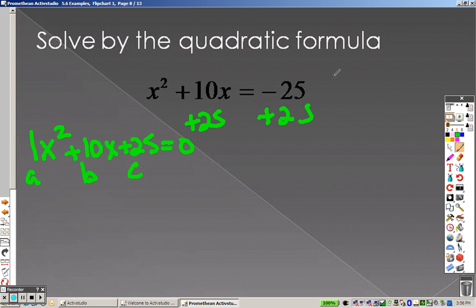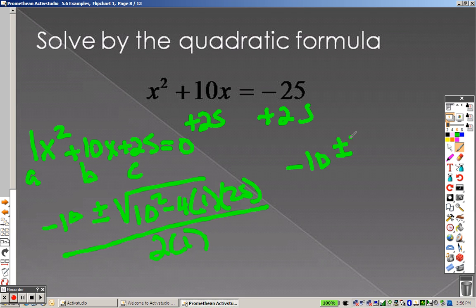So when you plug it into your formula, negative B plus or minus the square root of B squared minus 4 times A times C all over 2A. Underneath the square root is 10 squared minus 4 times 1 times 25. You end up actually getting a 0 underneath there, so it's negative 10 plus or minus the square root of 0 over 2. Square root of 0 is just 0, so really negative 10 divided by 2 is negative 5 is your answer.